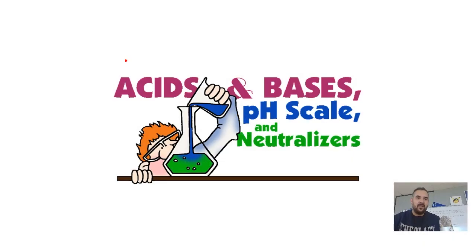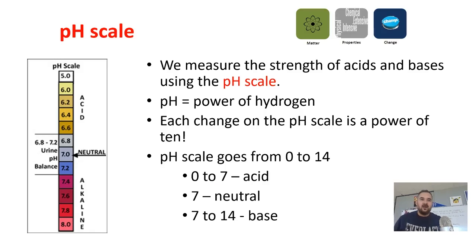So today we're going to be talking about acids and bases. And specifically today we're going to be talking about the pH scale. So at the top of your notes, you're going to write down acids and bases and then pH scale. All right, so what do we use the pH scale for? We use it to measure the strength of acids and bases.